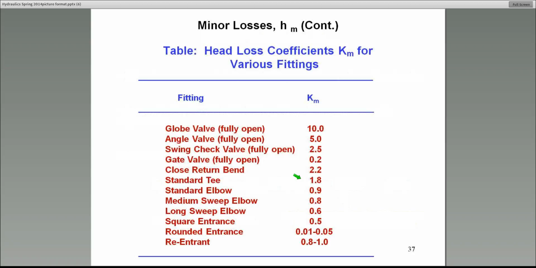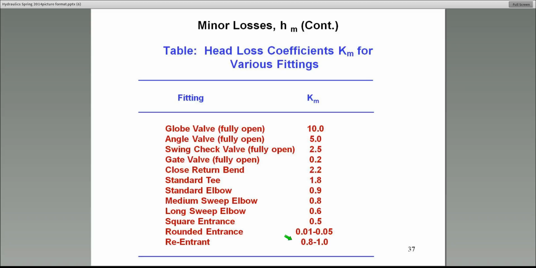Here are the typical Km values. These are the minor loss coefficients. For example, a fully open globe valve is 10, an angle valve 5. You'll also sometimes have to deal with what we call entrance losses and exit losses. Those Km values are given at the bottom of the table.